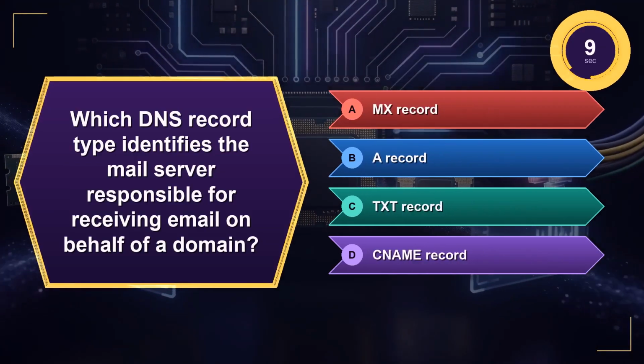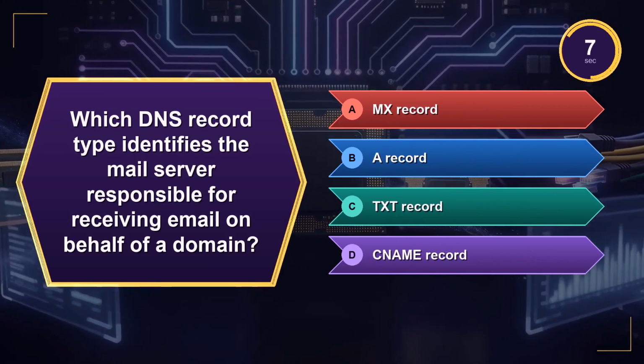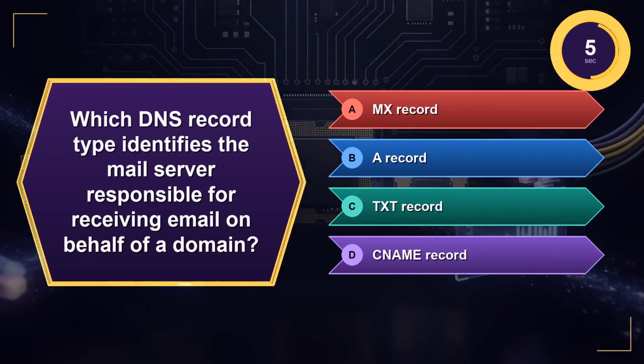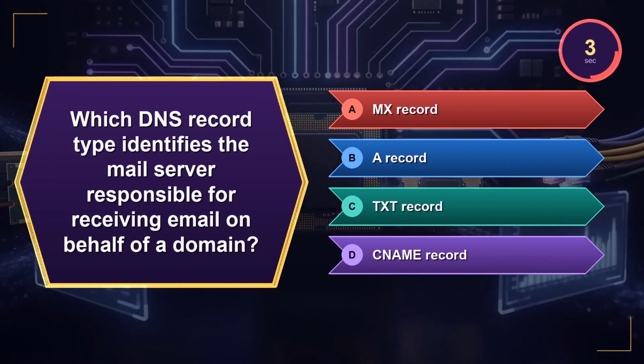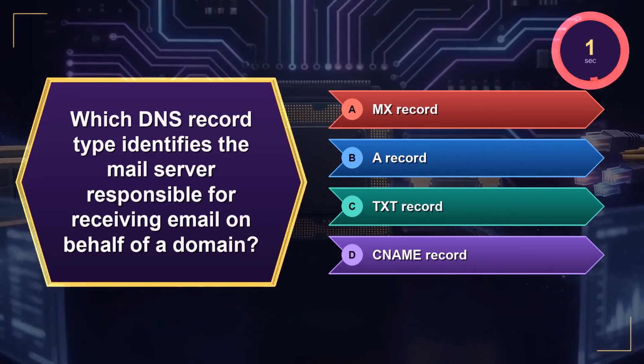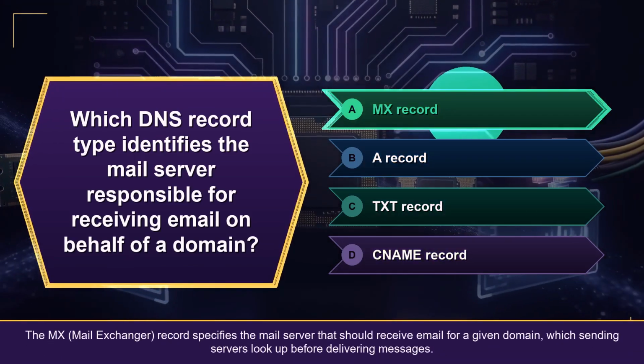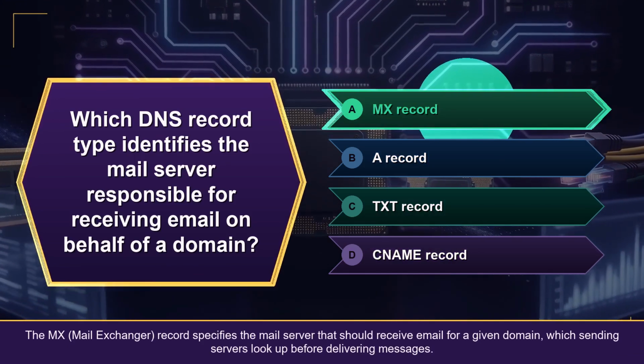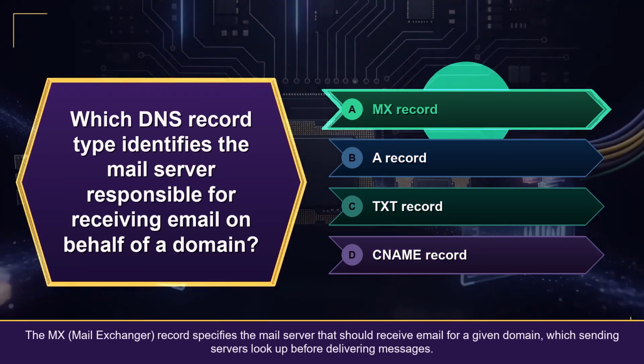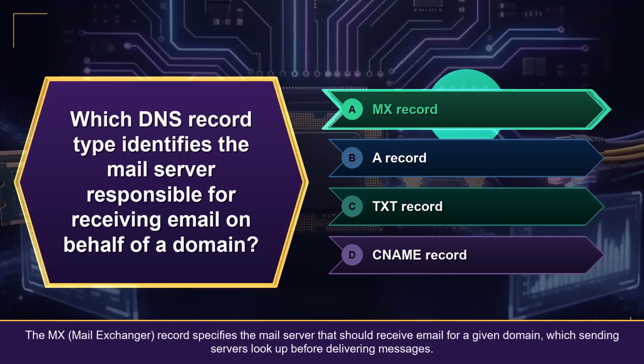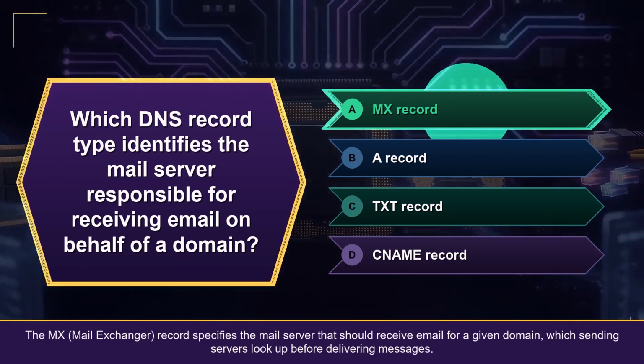Which DNS record type identifies the mail server responsible for receiving email on behalf of a domain? The MX, mail exchanger, record specifies the mail server that should receive email for a given domain, which sending servers look up before delivering messages.